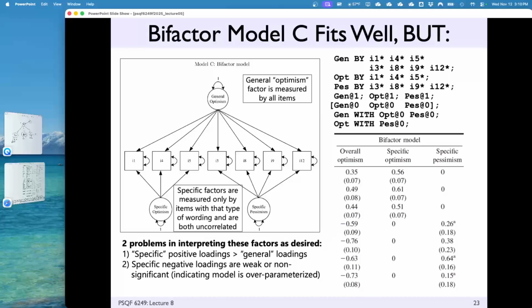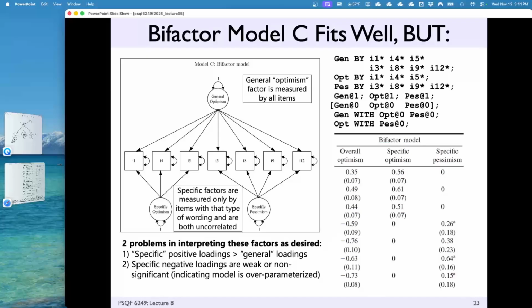But bifactor models are weird because it depends on which trait you're interested in, right? Are you interested in general optimism? Each of these items measures general optimism, but some items are controlling for specific optimism and some are controlling for pessimism, right? So what you're getting from a bifactor model in this case is what's left over after controlling for these factors, right?